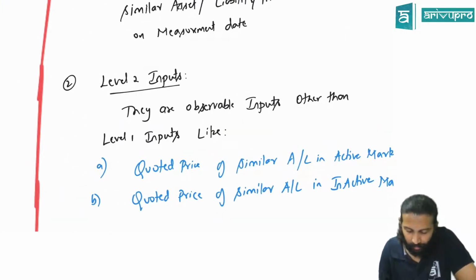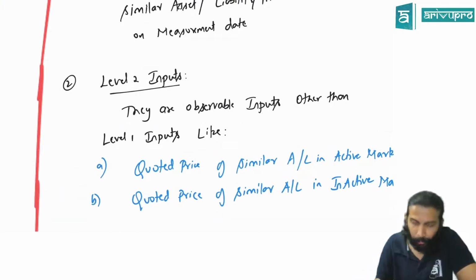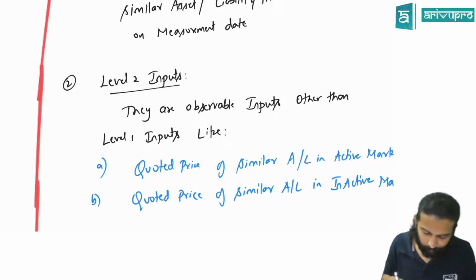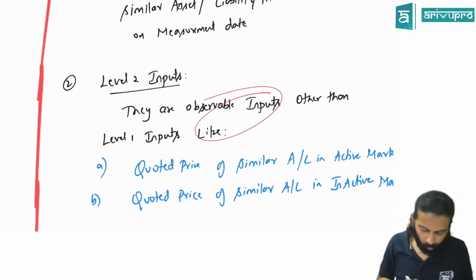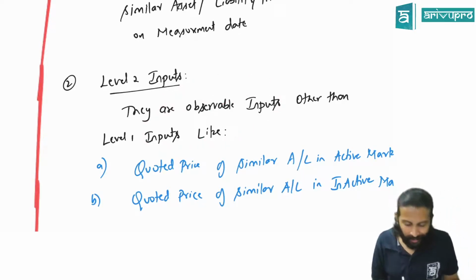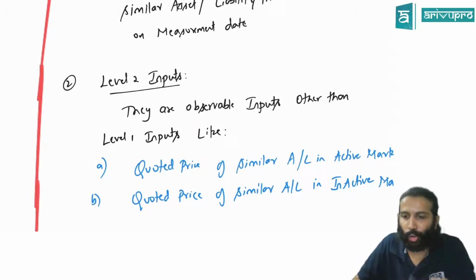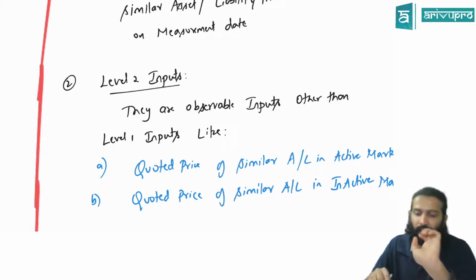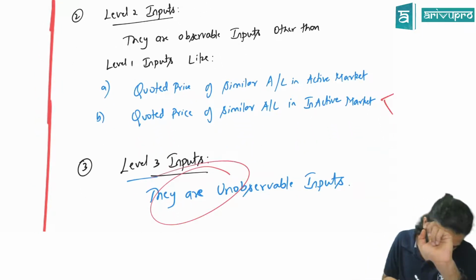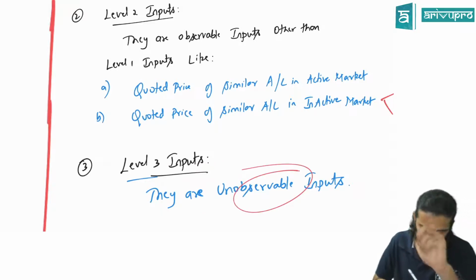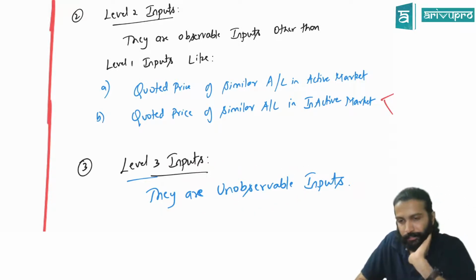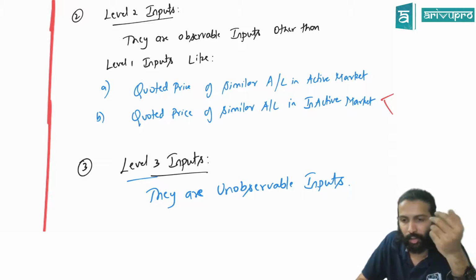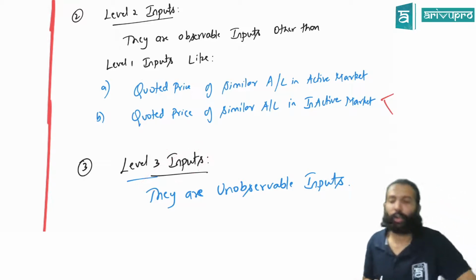Level 2, check the line. What did we write? They are observable inputs other than level 1 inputs. So even level 2 inputs are observable only, but they are other than level 1. Because in level 1 you don't do any adjustments. In level 2 you do some adjustments, or you use inactive market information. Got it? Level 3 is what now? Unobservable inputs. Meaning there is no market data. We estimated and we are finding out. If you are doing that, we say you are using level 3 inputs.